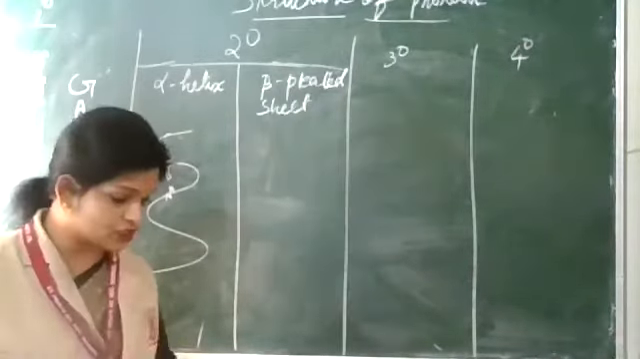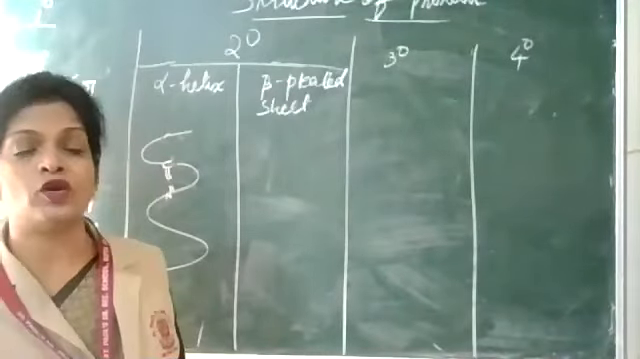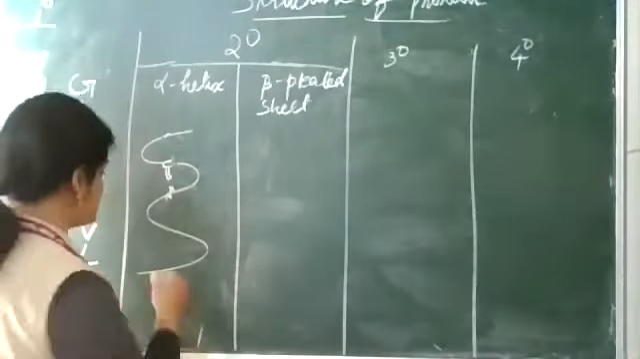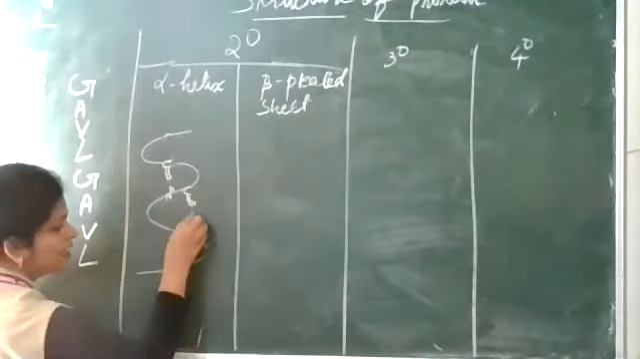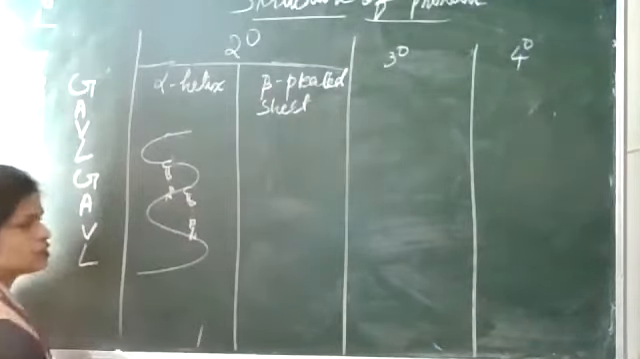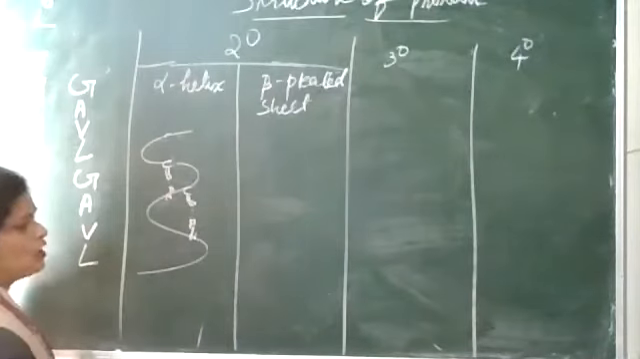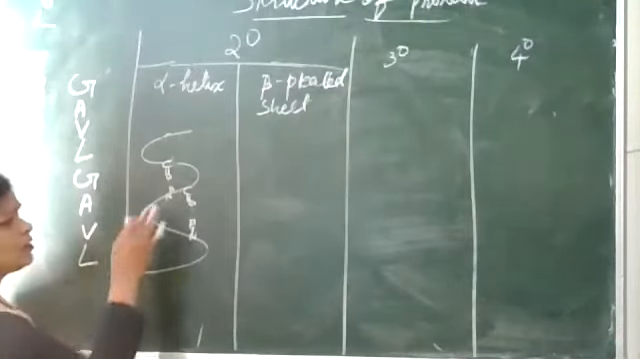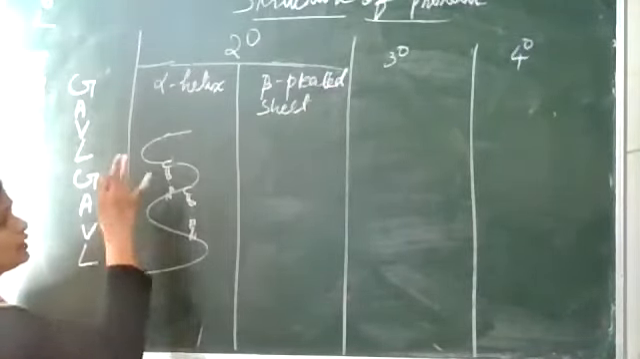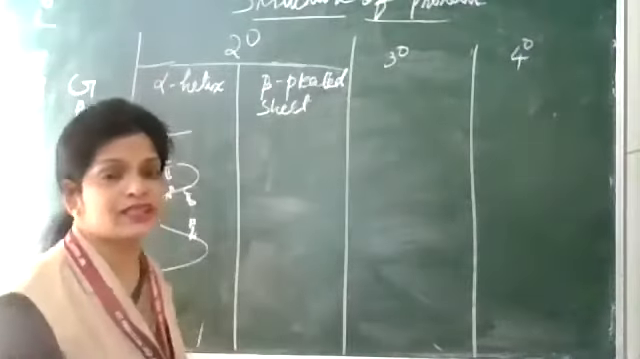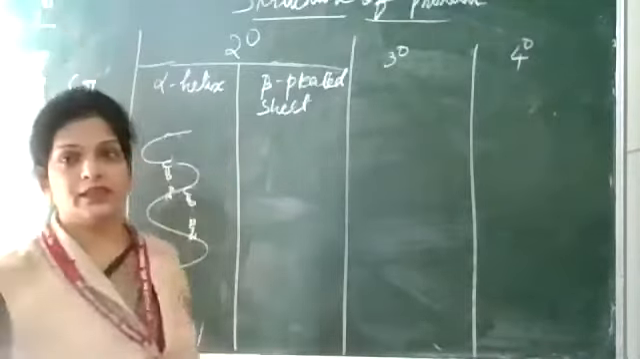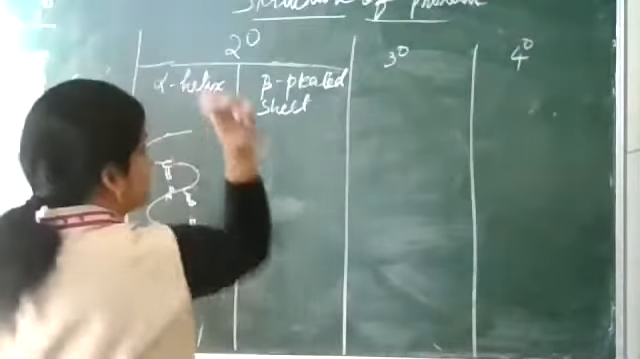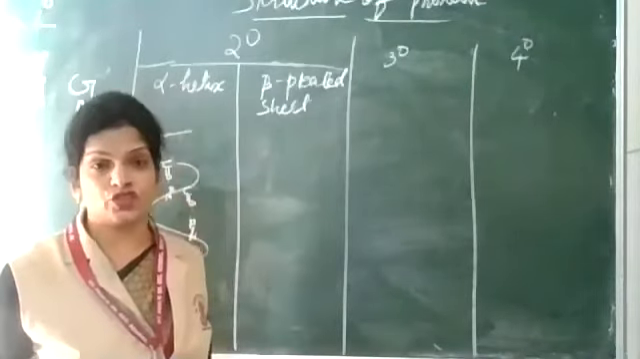So alpha helix structure: regular folding of the backbone of the polypeptide chain results in the C double bond O making hydrogen bonds with the H of NH of the other peptide linkage. Due to this hydrogen bonding, regular folding is there and it is an alpha helix structure. Just like a screw, it will be folding.